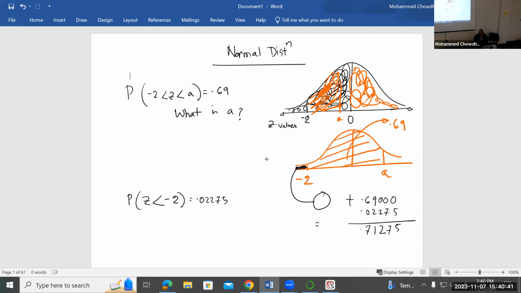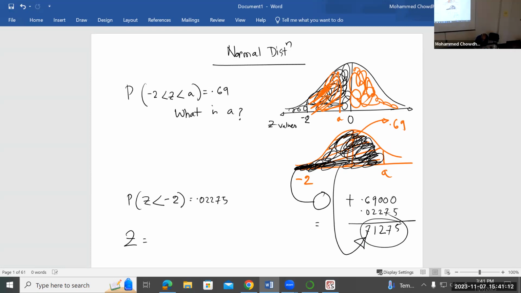Do you get it? You got it, right? So that area is equal to what? This area is equal to that complete area now, including this area, which is equal to that. Clear, right? So now how can I find the Z?